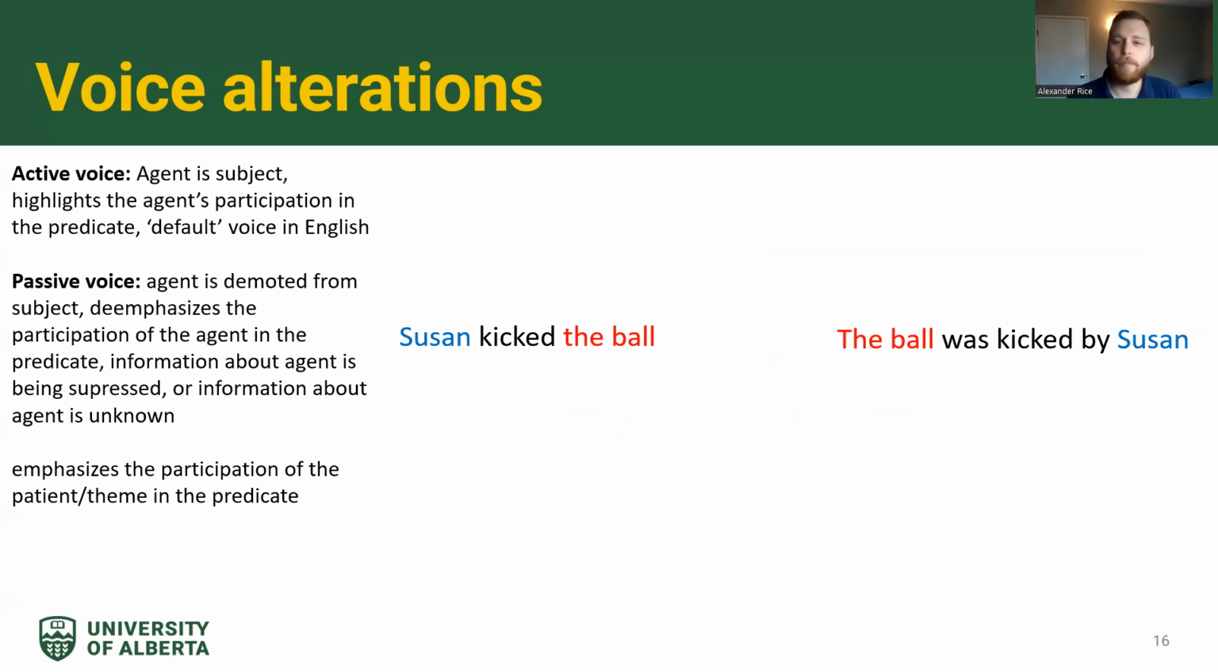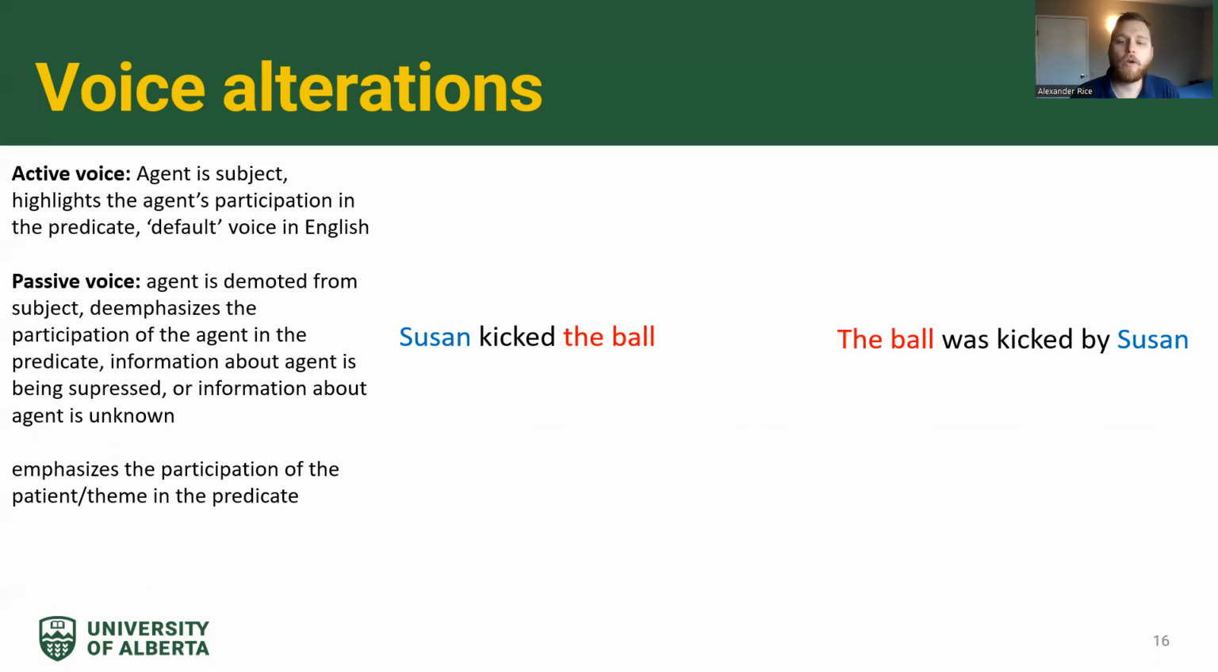Here we have active and passive voice. Susan kicked the ball, active. The agent's participation in the predicate is highlighted by being the subject. And we have our other sentence, the ball was kicked by Susan, passive voice. The agent is de-emphasized and demoted to be an oblique object. So these examples are pretty simple, but sometimes it can be tricky, like we saw in those previous examples that are a bit larger. It can be tricky to keep track of what is happening to the arguments.